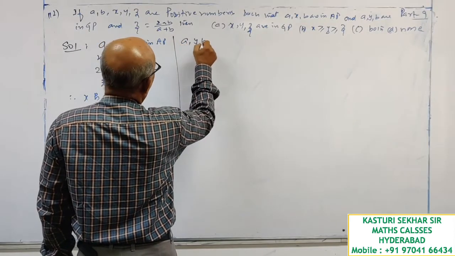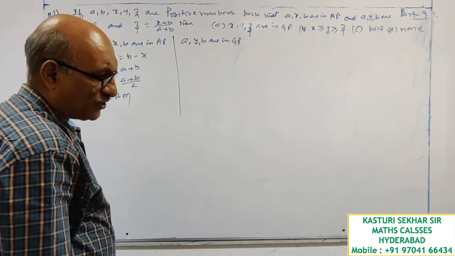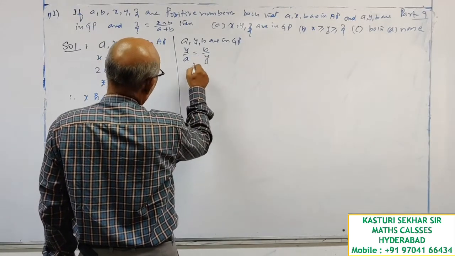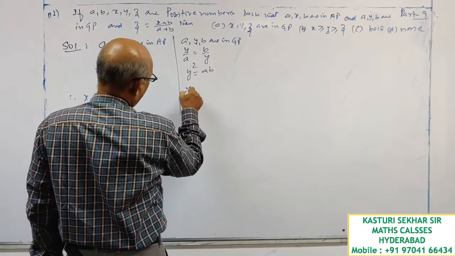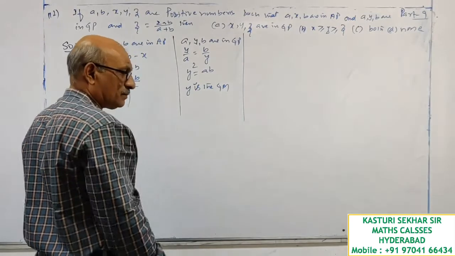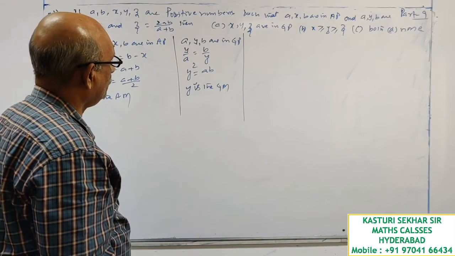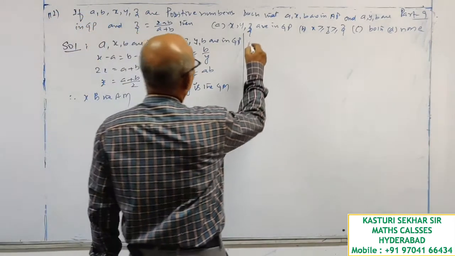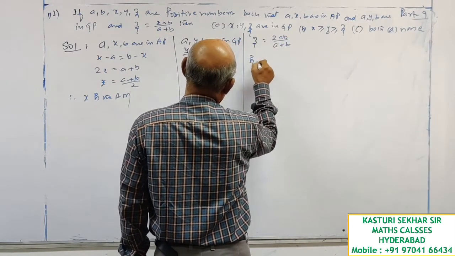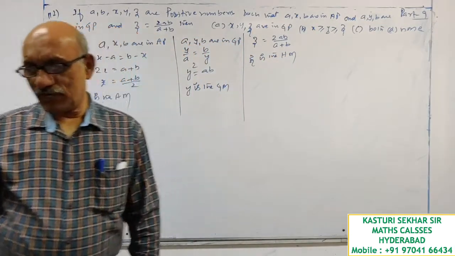Next, a, y, b are in geometric progression. So y divided by a is equal to b divided by y, y square is equal to ab. So y is the geometric mean. Next given, z is equal to 2ab by (a plus b). Z is the harmonic mean.